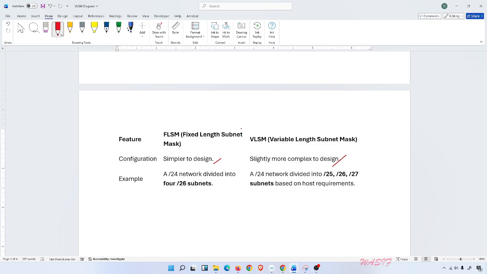For example, if you want to divide a /24, you can make it four equal subnets with /26. Or with VLSM, a /24 network can be divided into /25, /26, /26 subnets based on the host requirements.